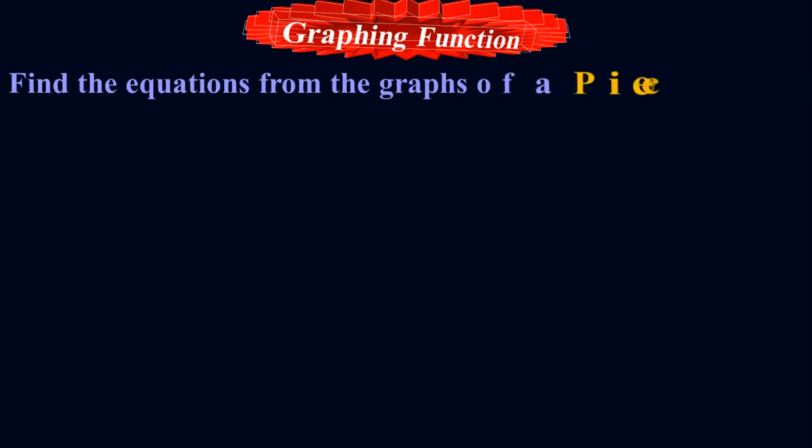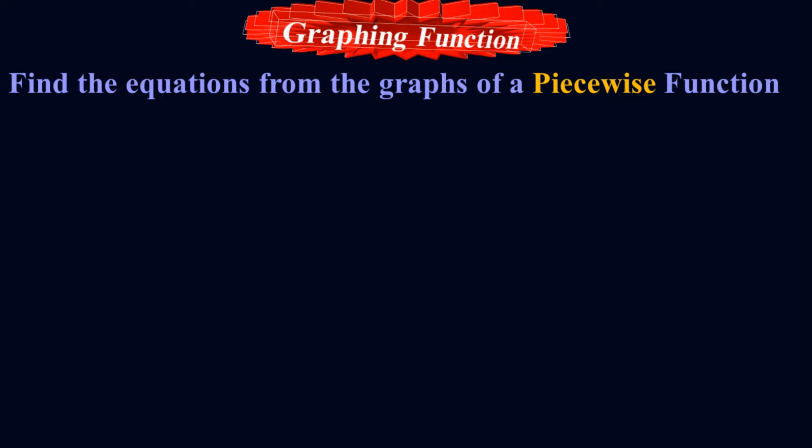My next topic is to find the equations from the graphs of a piecewise function. Remember, in the previous examples, equations were given. We were deriving the graph from that equation. But here it is the other way around. The graphs of the piecewise functions have been given. We're gonna derive the equation from the graph.